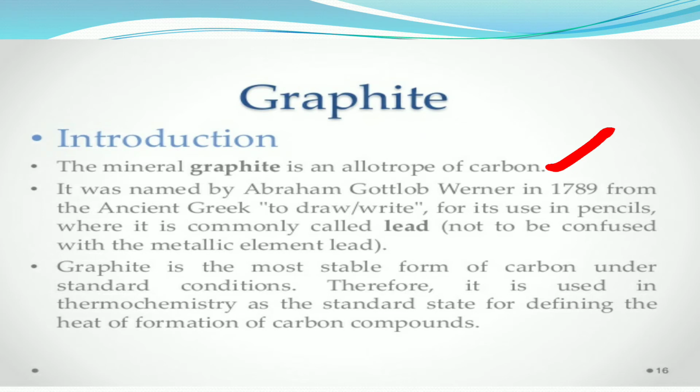Graphite is the most stable form of carbon under standard conditions. Therefore, it is used in thermochemistry as the standard state for defining the heat of formation of a carbon compound.